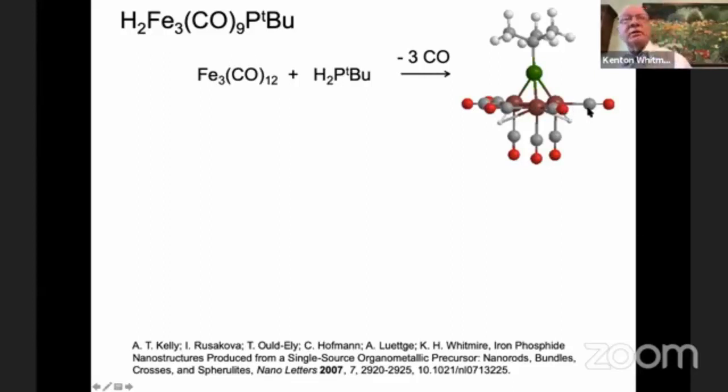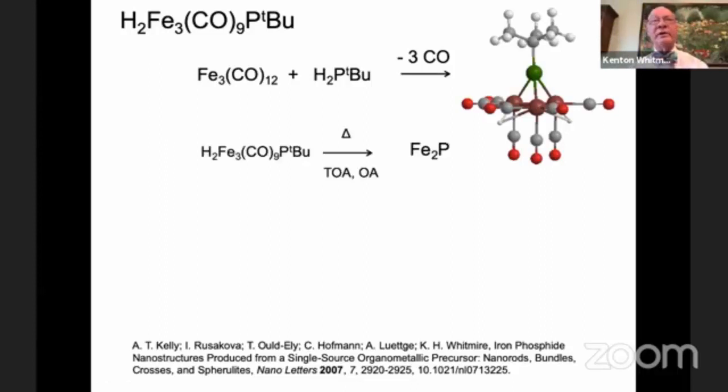So as I said earlier, our initial goal was to make nanoparticles. So we began doing that, and we chose a conventional way of doing that, which is to do this in a high boiling surfactant solvent system. That method involved taking trioctylamine in a mixture with oleic acid and decomposing it just by heating it up. Unfortunately, when we did this, we got Fe2P.